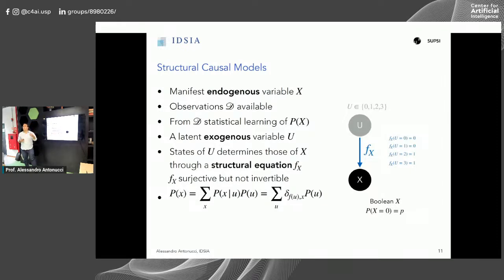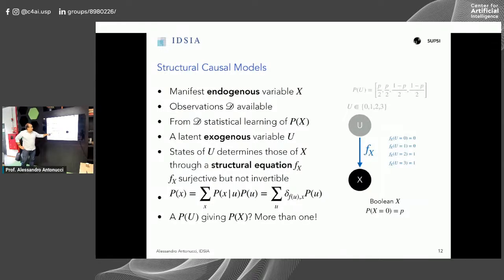So the P of X, so for instance, I toss my coins, sorry, and I observe a probability for one of the states, 0.2. 0.2 is the sum weighted by this delta coefficient of the probability of U, of the four probabilities of U. Okay?